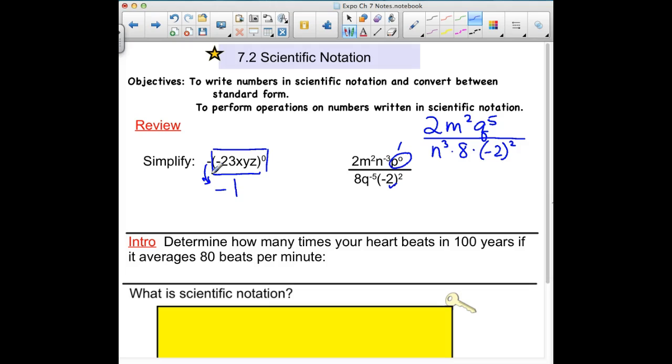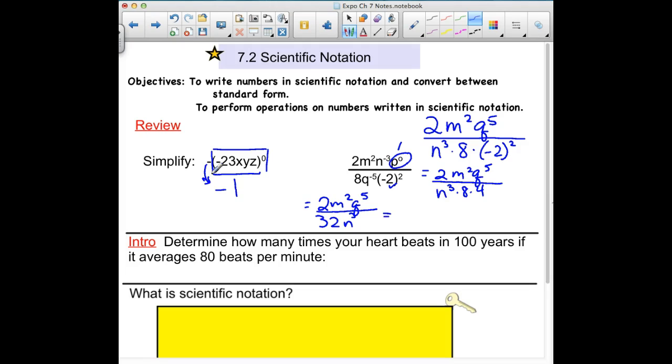All right, so simplifying. There's really nothing we can do on top in this next step. So 2m squared q to the 5th will still be there. But we can simplify some of the denominator. The -2 squared is 4. So we have n cubed times 8 times 4. And 8 times 4 is 32. So now we have 2m squared q to the 5th divided by 32n cubed.